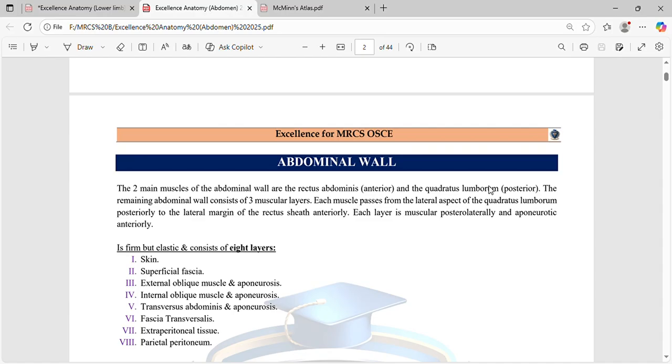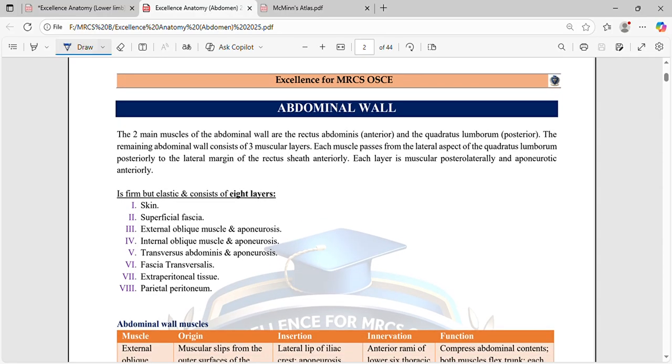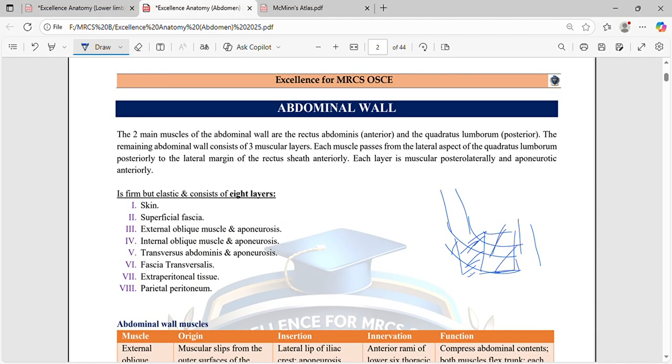Each layer extends to the lateral margin of the rectus sheath anteriorly. So basically, we have the quadratus lumborum posteriorly, and anteriorly we have the rectus sheath. The other muscles run between these two. Each layer is muscular posterolaterally and aponeurotic anteriorly. You will see in the further diagrams that posteriorly they are muscular and anteriorly they are aponeurosis.